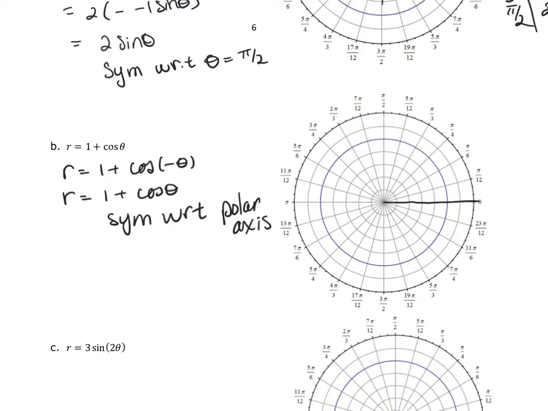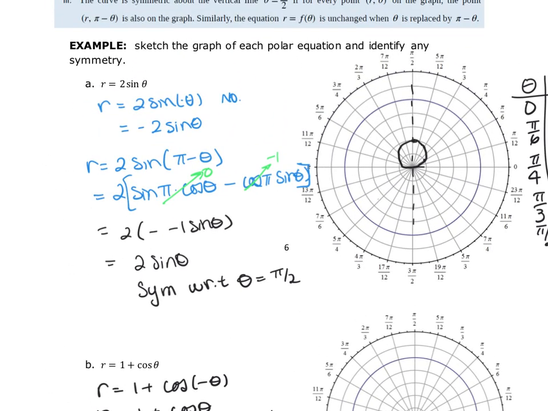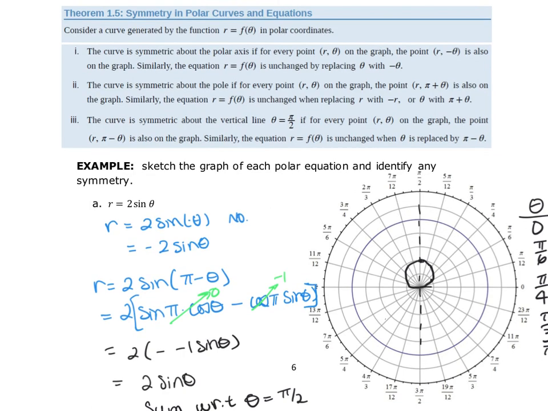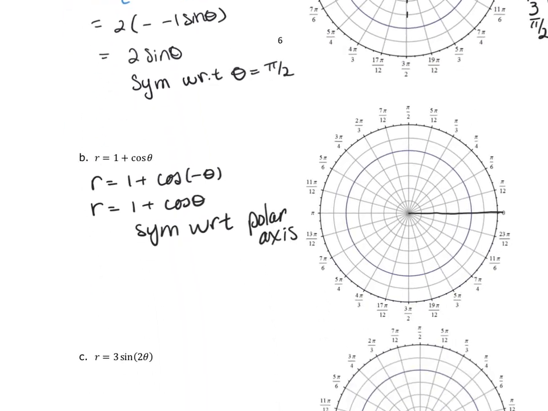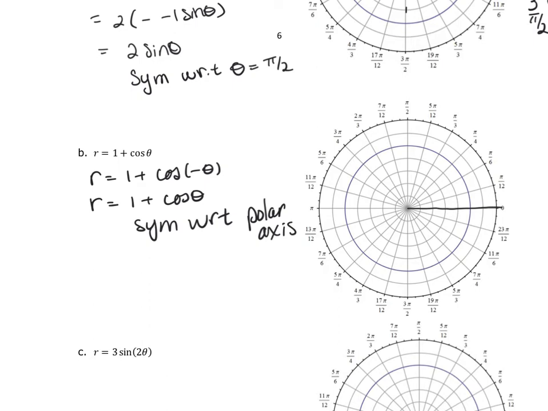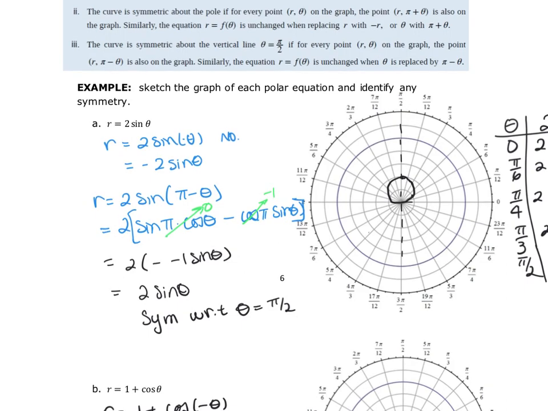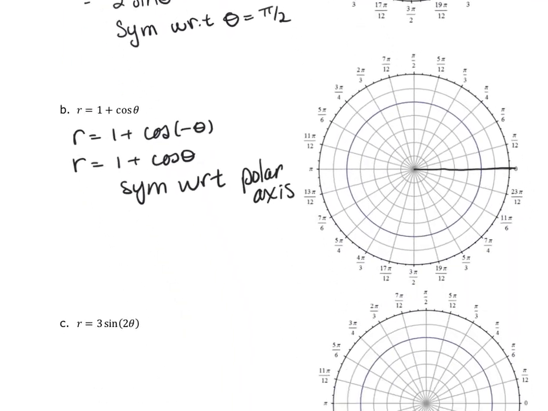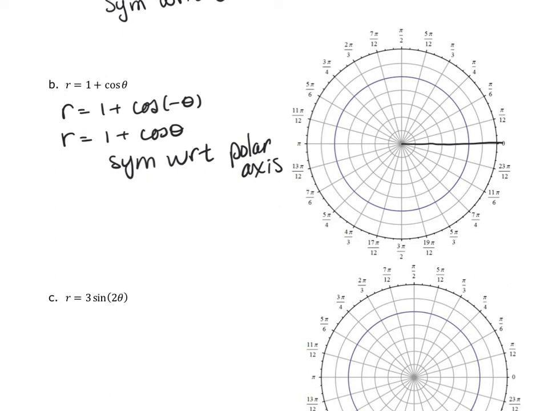Now I should also check for symmetry with respect to the pole. If I put in a negative r, it will change it. So I don't have symmetry with respect to the pole. And then the last one would say, do I have symmetry with respect to the y-axis? And this is one that is going to take a little bit of work. So r is equal to 1 plus the cosine of pi minus theta.